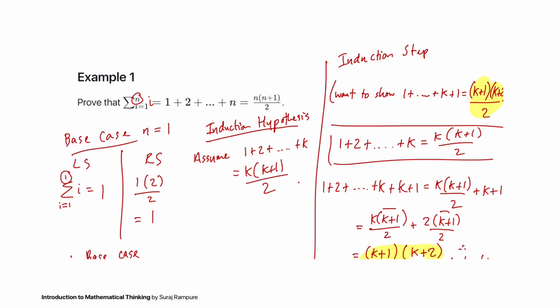Yes? How do you go from the second line to the third line? So this line to this line? No, above it. Like from the box to the one below it. I added k plus 1 to both sides. Okay. I guess I can write that here. Add k plus 1 to both sides. Good.